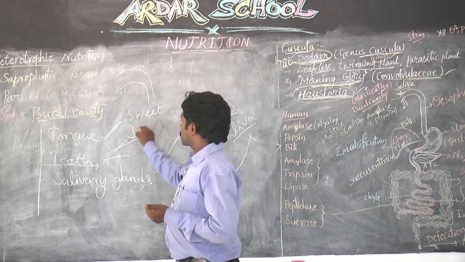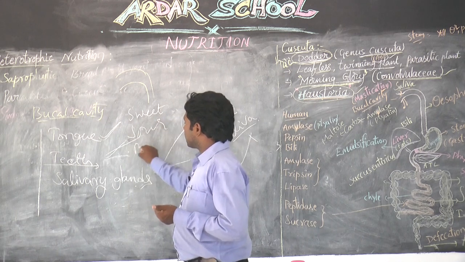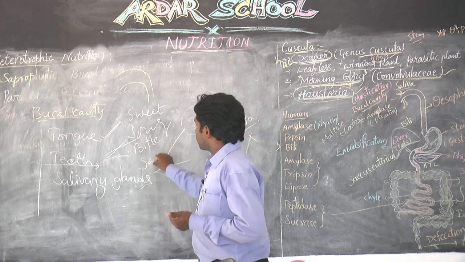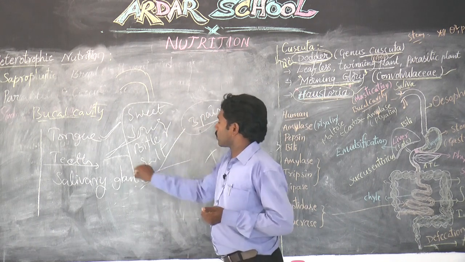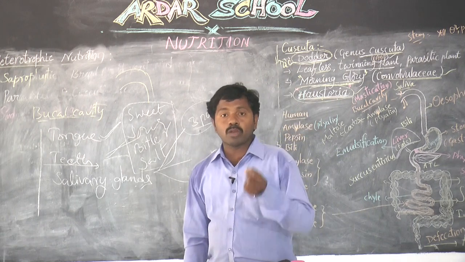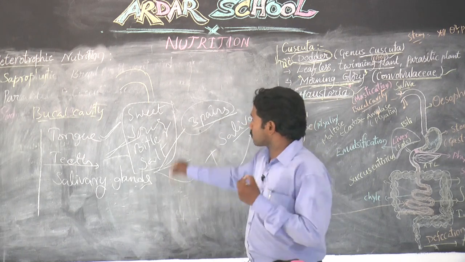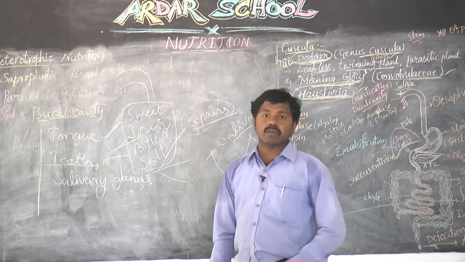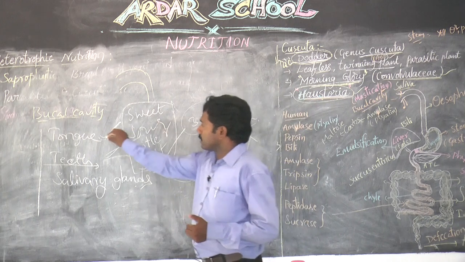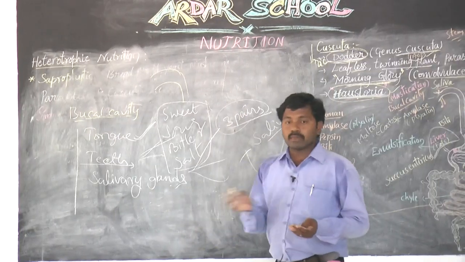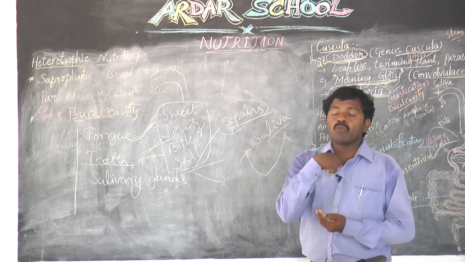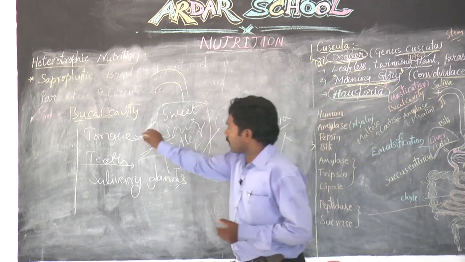Sweet, sour, bitter, and salt. These are the four types of tastes recognized by the taste buds available on the tongue. With the help of taste buds, we can recognize the taste of the food material. At the same time, with the help of the tongue, we can move the food material and send it into the food pipe. That is the use of the tongue.